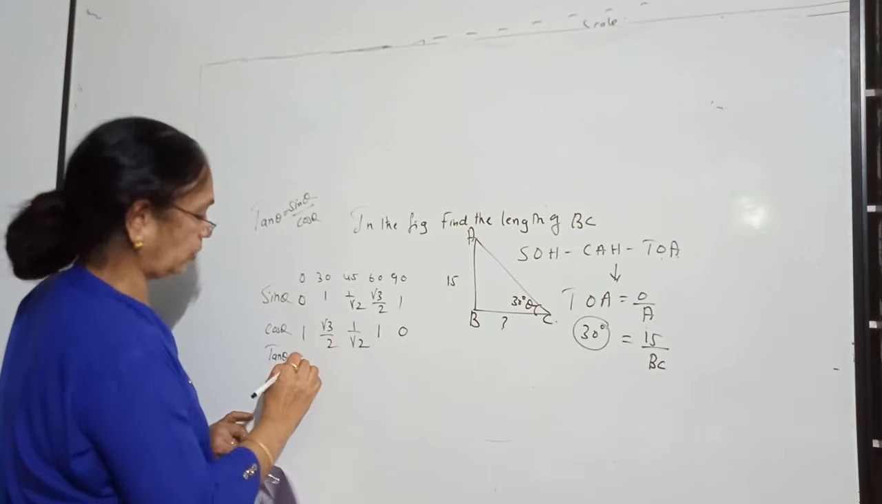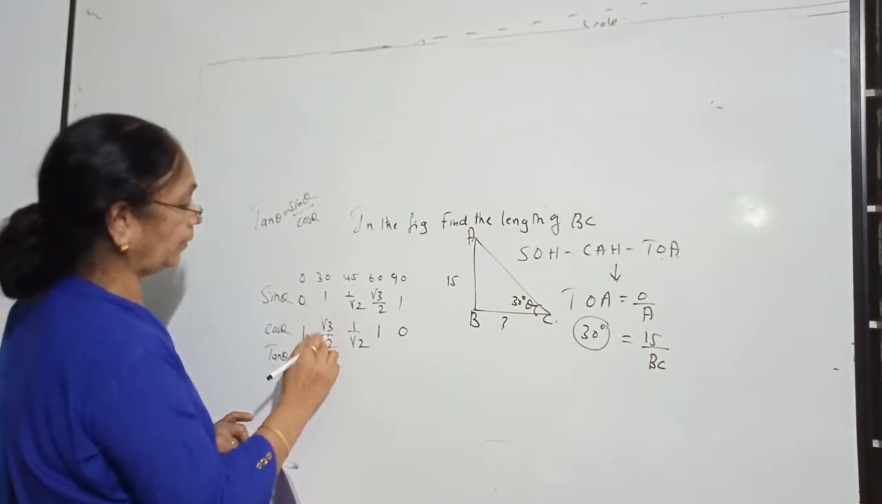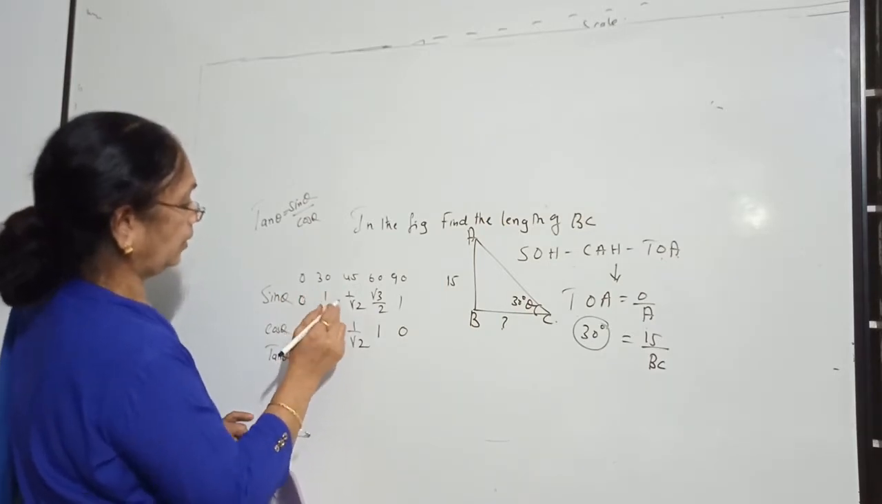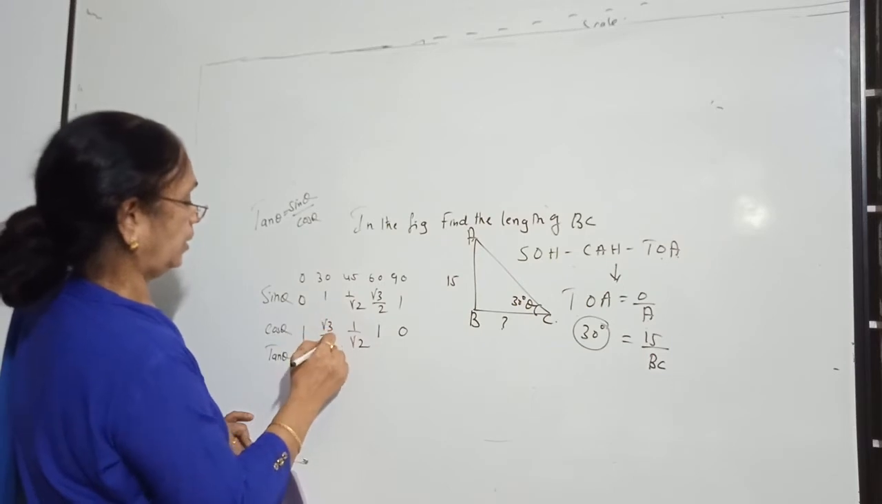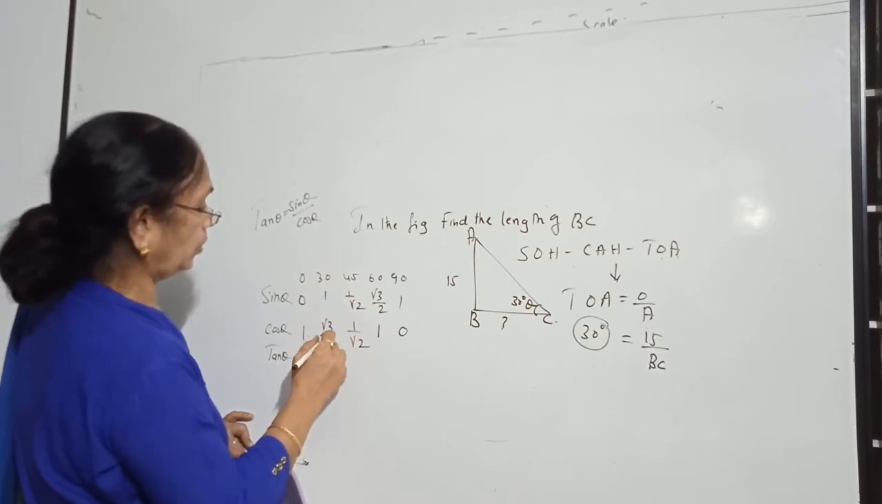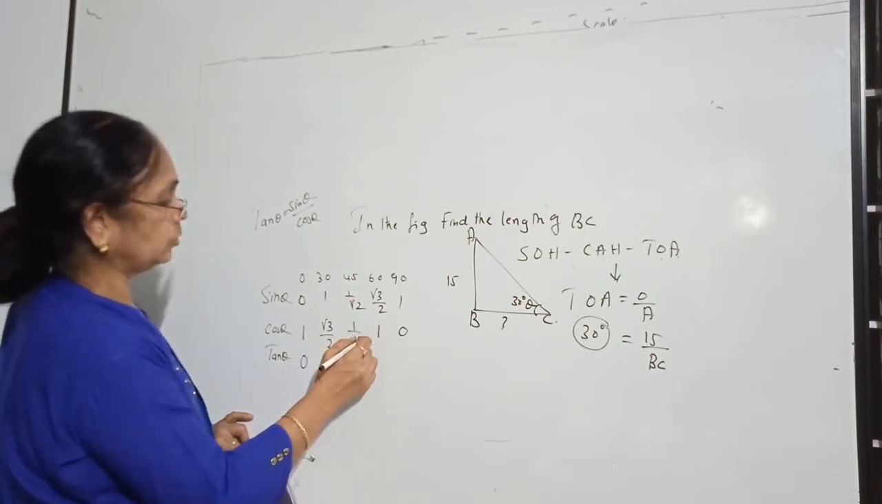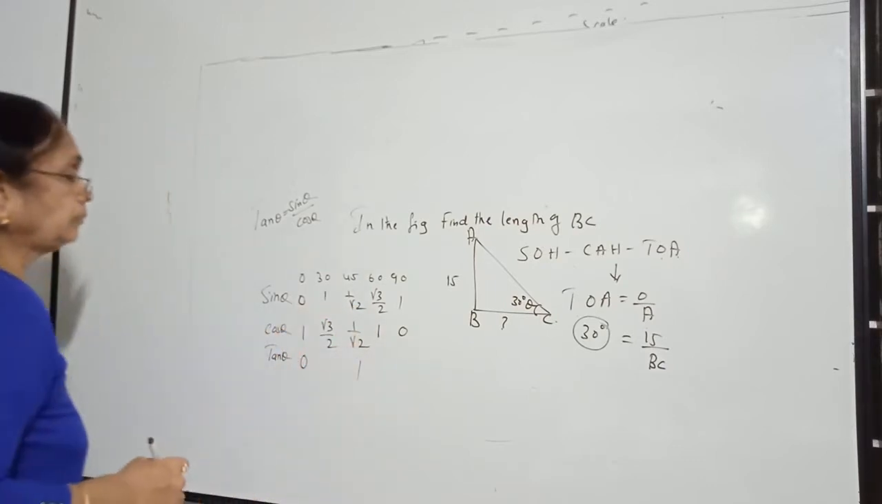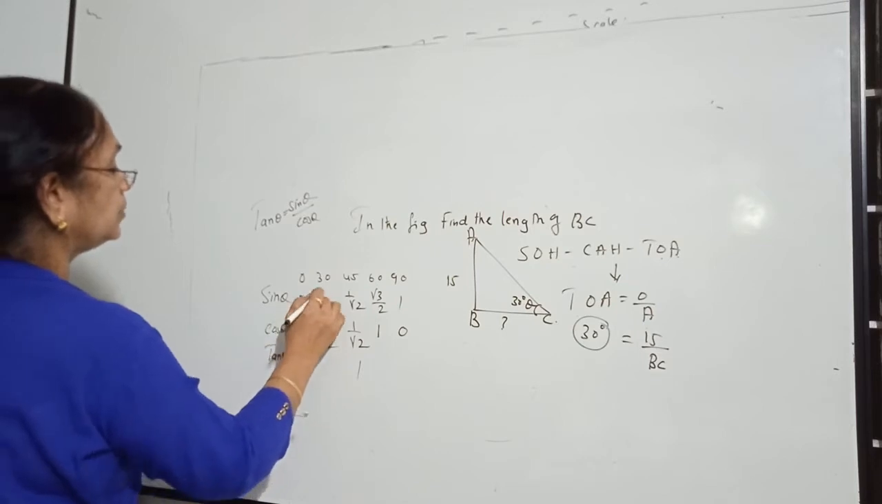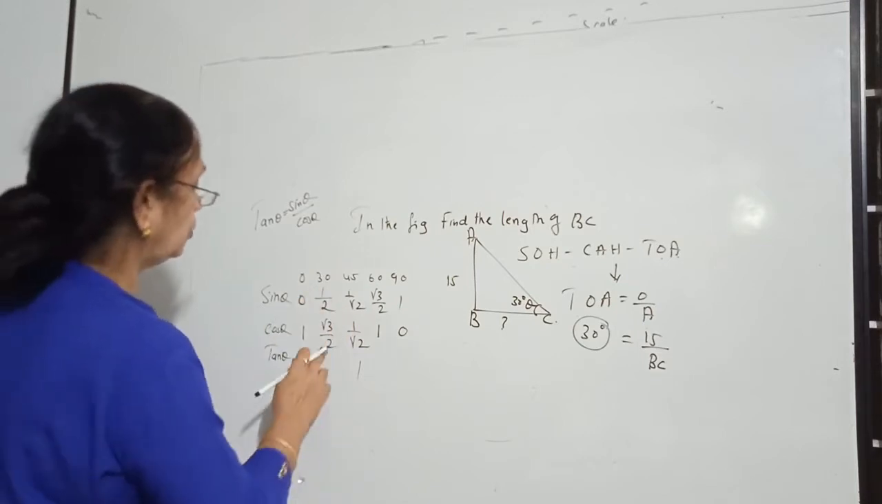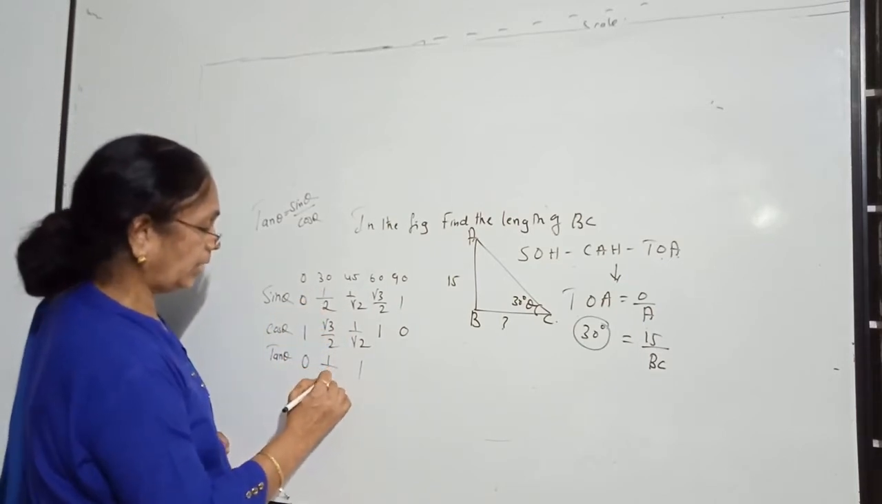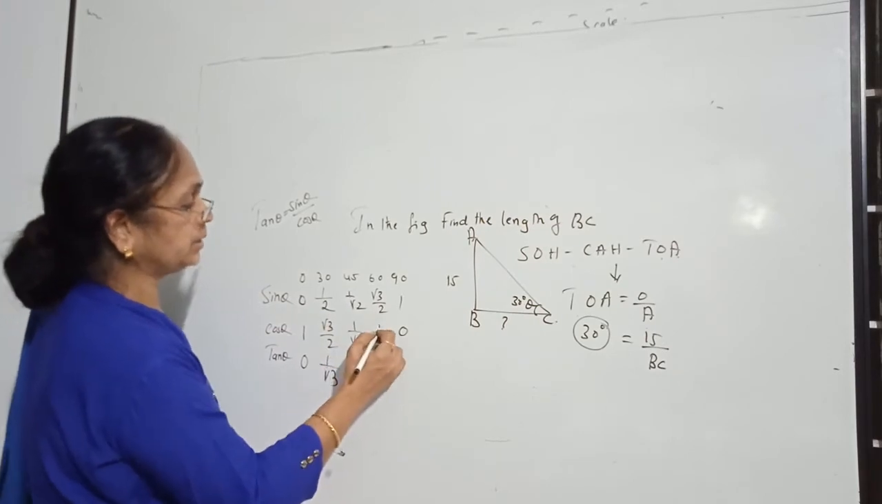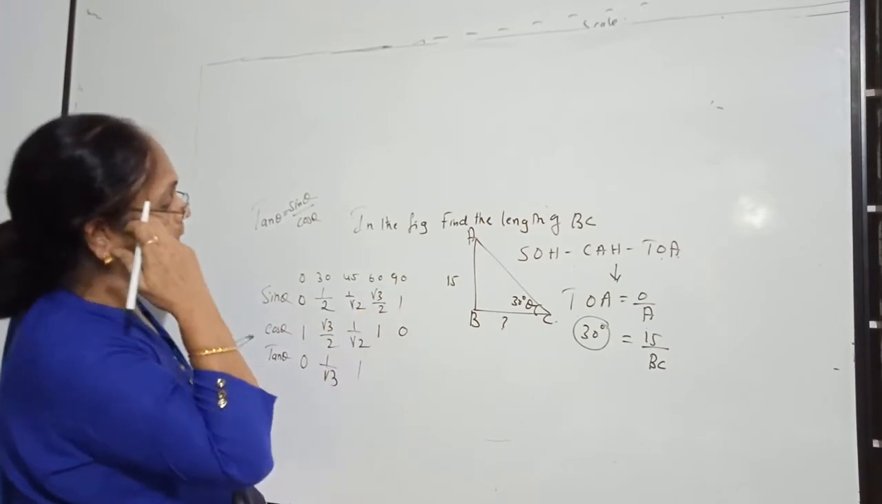So 0 by 1 is 0. 1 by 2 divided by root 3 by 2, here this 2 will get cancelled. That will be 1 by root 3. Then 1 by root 2 divided by 1 by root 2, so root 2 will get cancelled, that is 1. Then root 3 by 2 by 1 and it goes on.